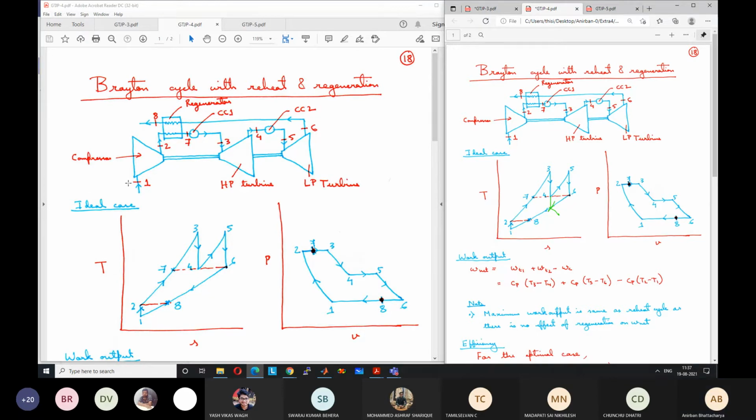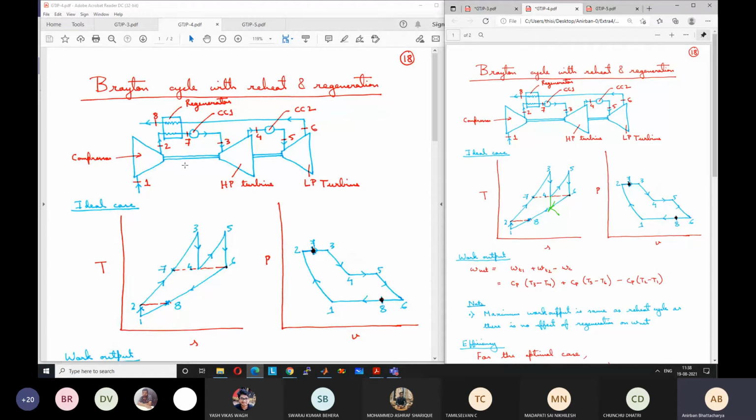So how does this component diagram and cycle look like? We have a compressor from 1 to 2, the isentropic compression process, similar to the simple Brayton cycle. Then from 2 to 7, we have heat addition in the regenerator. We are assuming for this case an ideal regenerator where the full heat addition can occur up to the turbine exhaust temperature. So from 2 to 7, heat addition occurs in the regenerator, with exchange of heat from the exhaust gases.